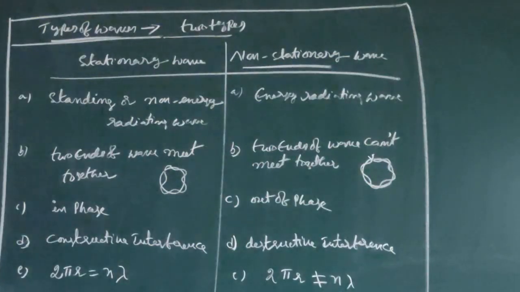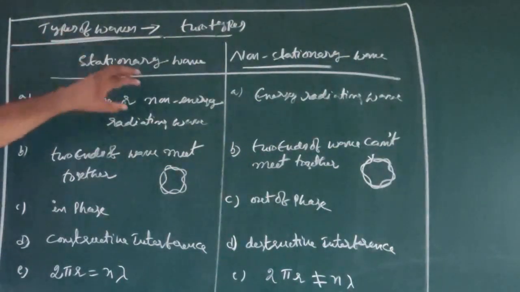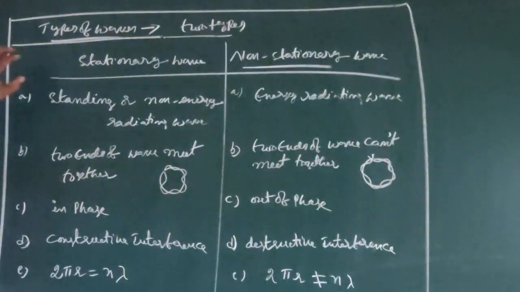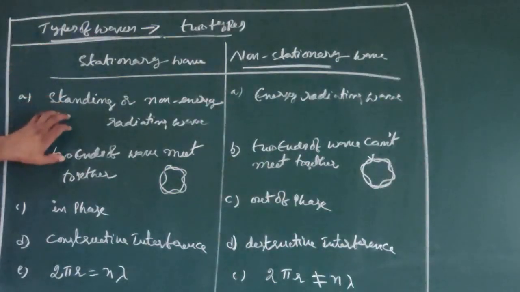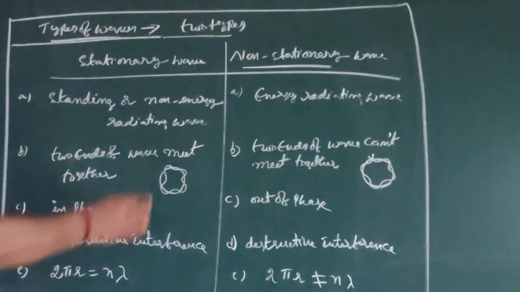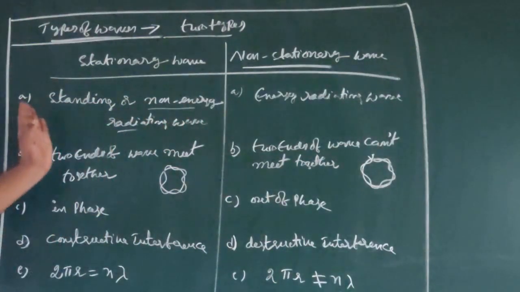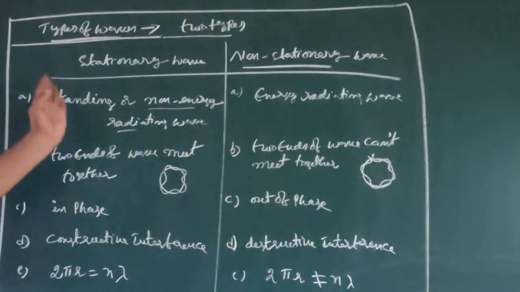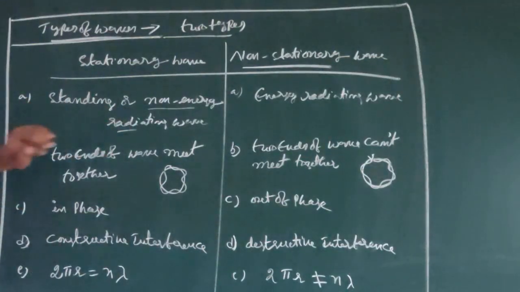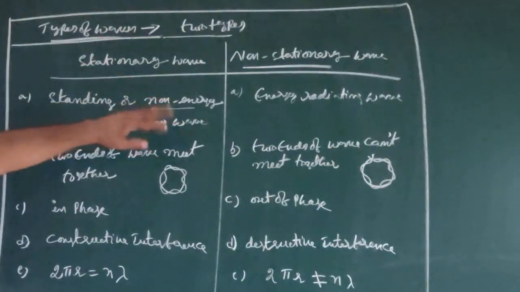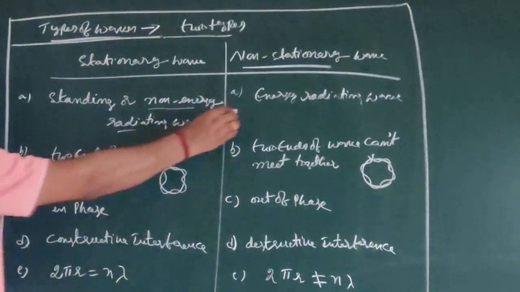Next one, types of waves. Here we can observe two types of waves. One is stationary wave, another one is non-stationary wave. Stationary wave is otherwise called standing or non-energy radiating wave. Non-stationary wave is called energy radiating wave.